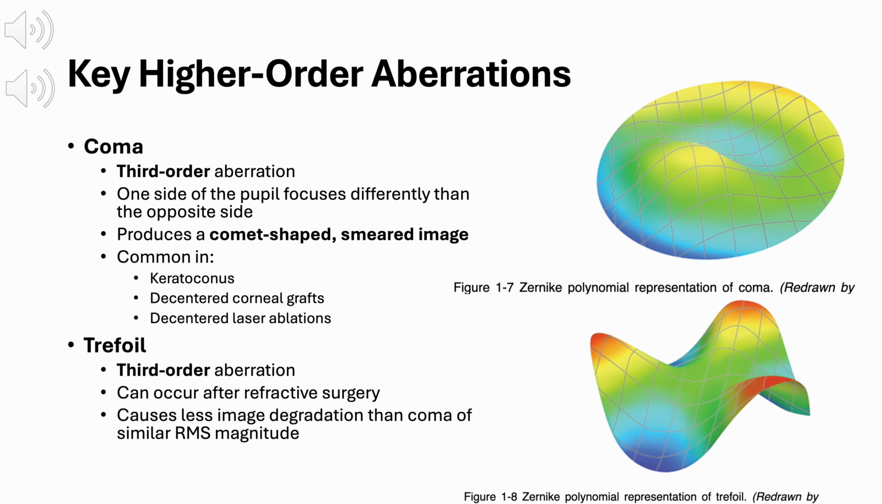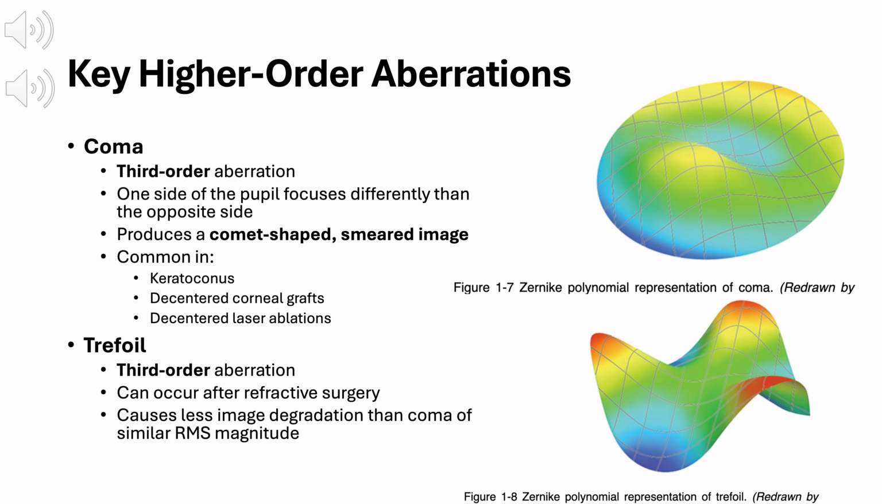Now we'll look at two other key higher-order aberrations, coma and trefoil, and the pictures help make the differences clear. Coma is a third-order aberration, and happens when one side of the pupil focuses light differently than the opposite side. Instead of light coming to a single point, the image gets pulled in one direction. Clinically, this produces a coma-shaped or smeared image, which is where the name comes from. Patients often describe this as streaking or flaring of lights.